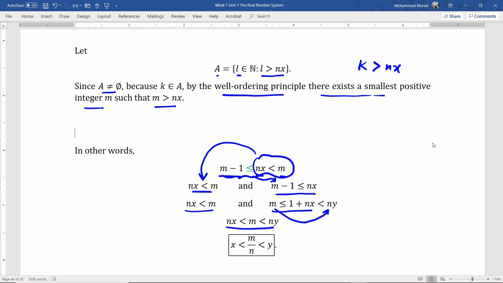Now dividing the inequalities by n, we obtain this expression. On the left-hand side, we obtain x. In the middle, we obtain m by n. And on the right-hand side, we obtain y. So this shows that between any two real numbers, x and y, there exists some number of the form m over n, where m and n are positive natural numbers. So it must be a rational number. This concludes the proof of the theorem.